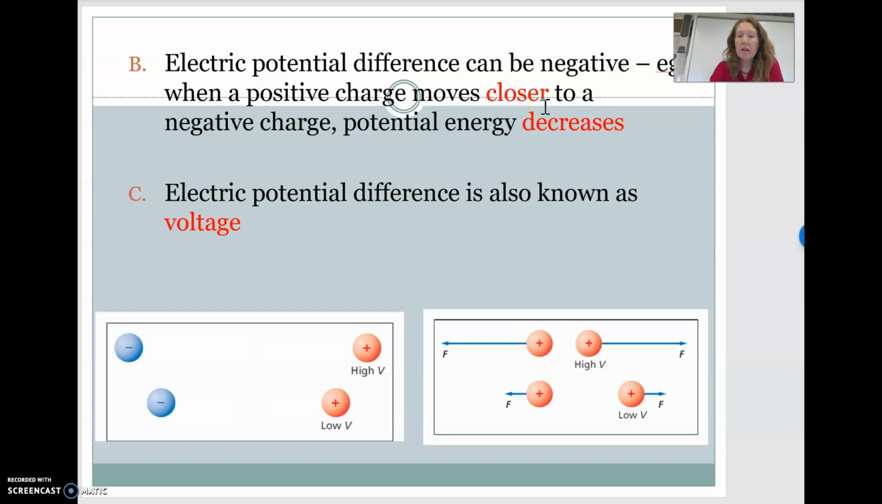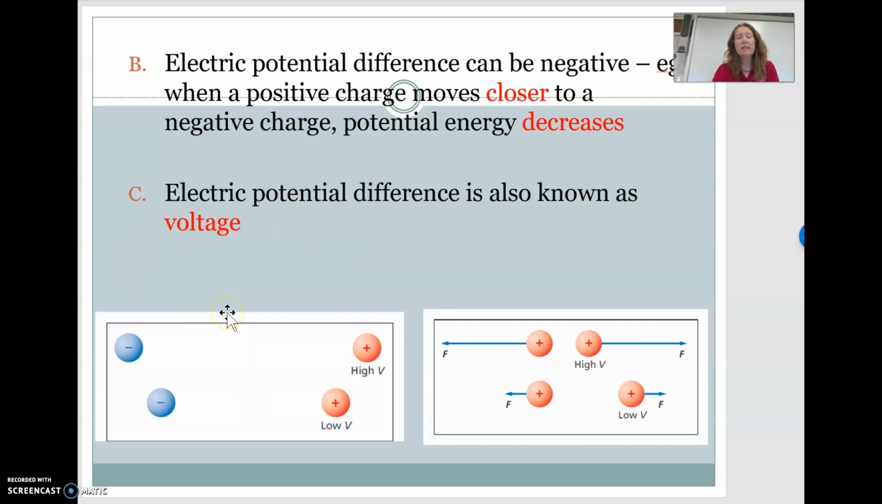The electric potential difference can be negative, so sometimes you can get negative readings, just like you could have a negative potential energy if you went lower than the zero level. And electric potential difference is also known as voltage. People probably got sick of that long name, and they started to call it by its units.